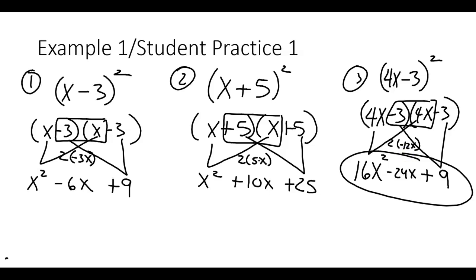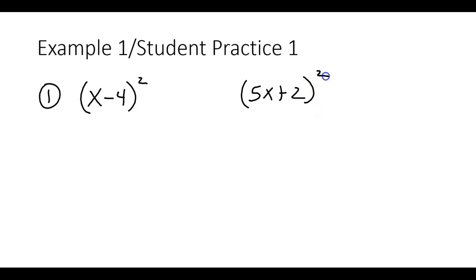Okay? So once you get used to it, it's a little bit snappier than the box method, and kind of useful in a variety of situations. So that's our first shortcut we'll look at today. Let me give you guys some student practice to do. Let's do x minus 4 squared, and let's do 5x plus 2 squared. Try those two problems there. We'll see what you guys get.